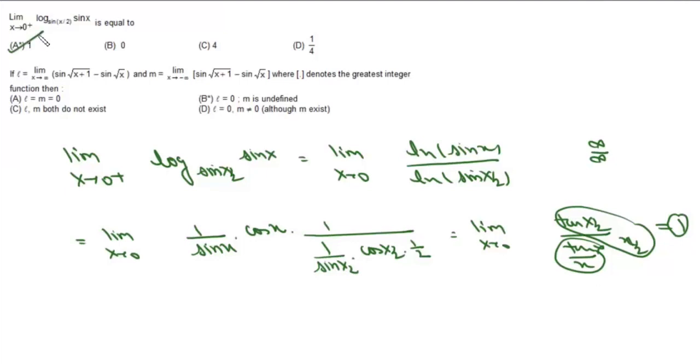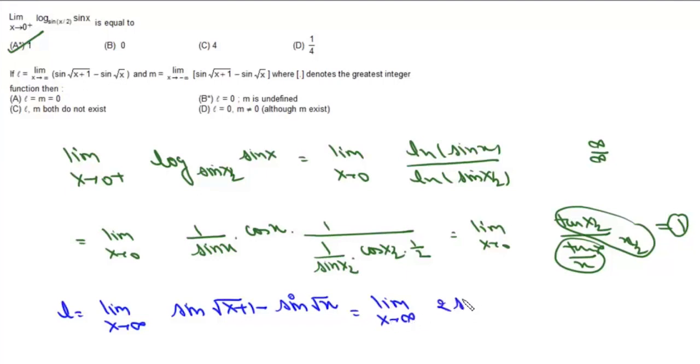Now if you look at this second one, then L is this limit x tends to infinite sine under root of x plus 1 minus sine under root of x. Now we'll use the formula sine c minus sine d. So it'll be this limit x tends to infinite 2 sine c minus d by 2. So it'll be under root of x plus 1 minus under root x by 2 into cos under root of x plus 1 plus under root of x by 2.